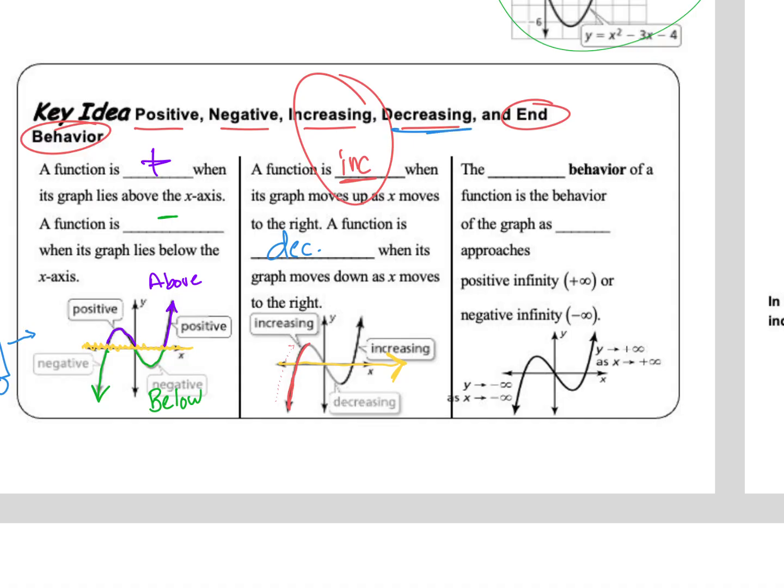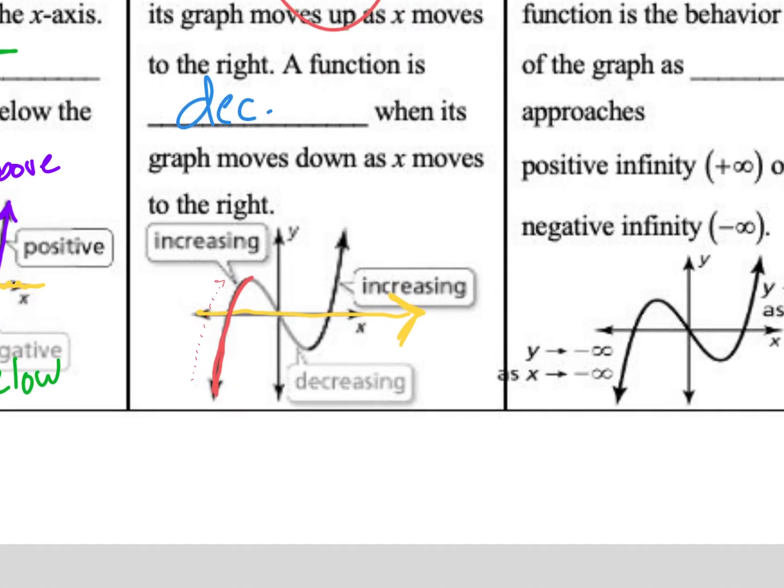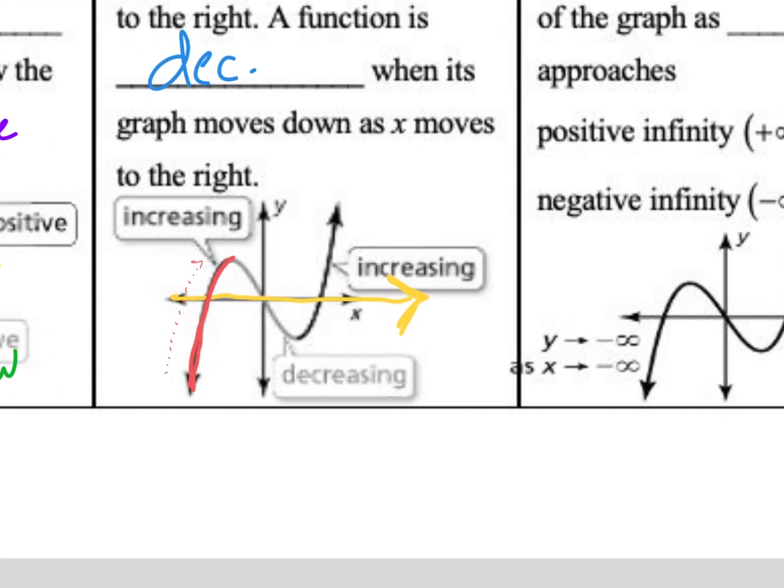There's the word decreasing, since I'm not going to spell it all out, when it moves down as x moves to the right. So now, here it's decreasing, right? Because you're going down on the roller coaster. And then now you're going to be moving up the roller coaster. You're increasing in height again, okay? And again, it is when you're moving from left to right, all right?